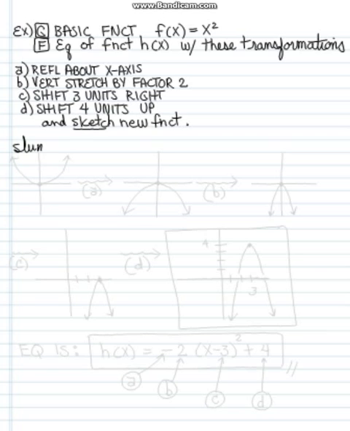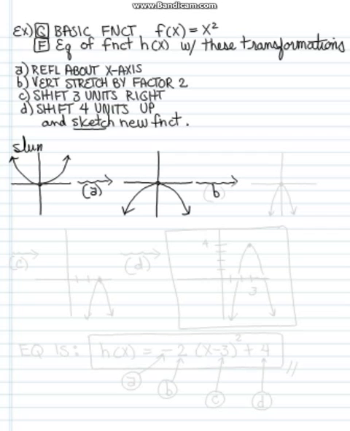Okay, let's start. Start by doing the graph of the basic function, which is the parabola with the vertex at the origin 0, 0. There we have a happy face parabola. Now we're going to do part A. Part A says reflect about the x-axis, so we're going to flip it upside down.